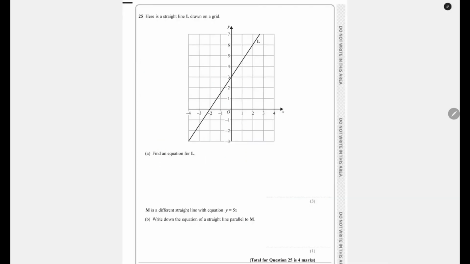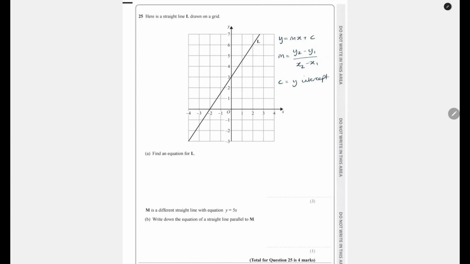Question 25 says, here is a straight line L drawn on a grid. Find an equation for L. Well, we know that the general formula for a straight line is y is equal to mx plus c. We know m is the gradient, and we work that out by finding the change in y, which is y2 minus y1, over the change in x, which is x2 minus x1. C is just the y-intercept, i.e., where does the line cross the y-axis? So let's work out m.